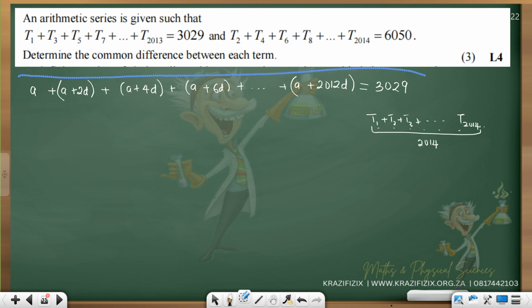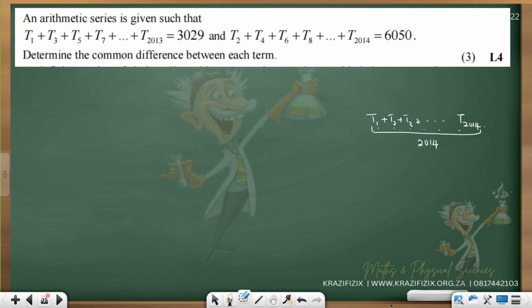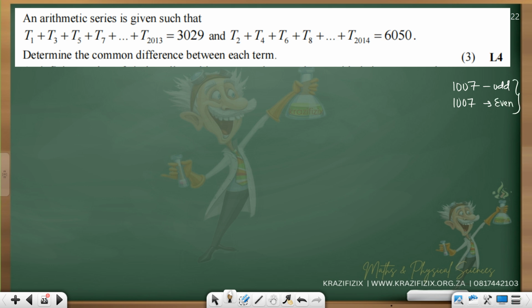I'm going to try to work around eliminating, but don't forget that there are 1007 terms in each. 1007 odd and 1007 what? Even. I hope that makes sense. That will give me 2014. Okay. Let's try something. What if we subtract these equations?